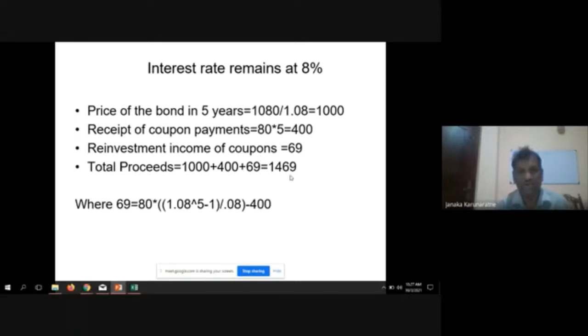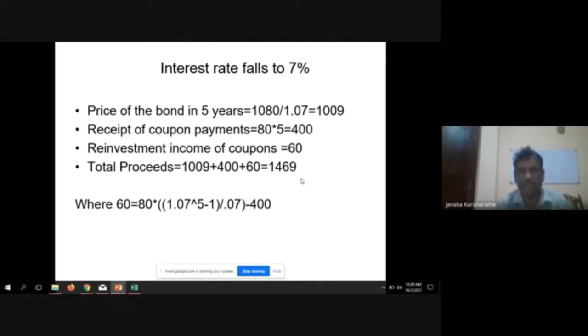Original coupon value. Okay, that is the compounding. I'm not going to teach this because it's a compounding interest rate formula. So your coupon will be 69. You will get 1,000. You will get your 400 coupons during this period, and reinvestment you will get 69. So altogether you will get 1,469, which is exactly the same as your deposit liability. So if the interest rate remains same, we don't have any problem. We proved it.